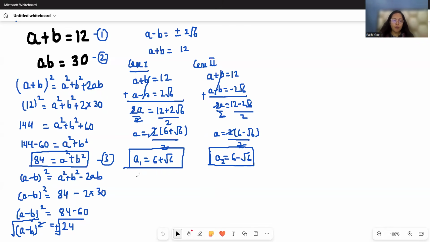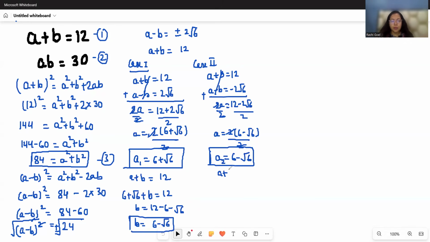Now we have to find the value of b. a plus b is 12. If a is 6 plus root 6, plus b equals 12, so b equals 12 minus 6 minus root 6. So b equals 6 minus root 6. And here, if a plus b is 12 and a is 6 minus root 6, plus b equals 12, so b equals 12 minus 6 plus root 6. So b equals 6 plus root 6.